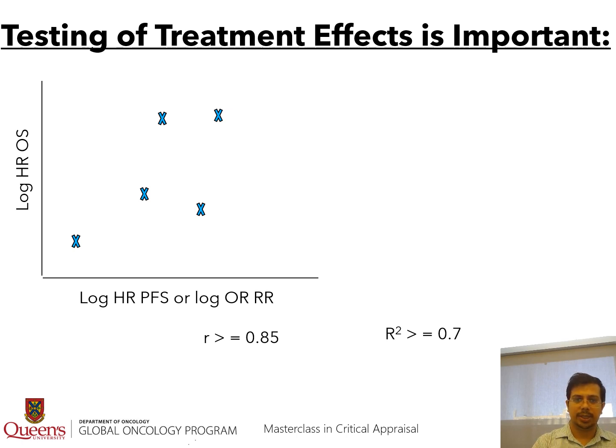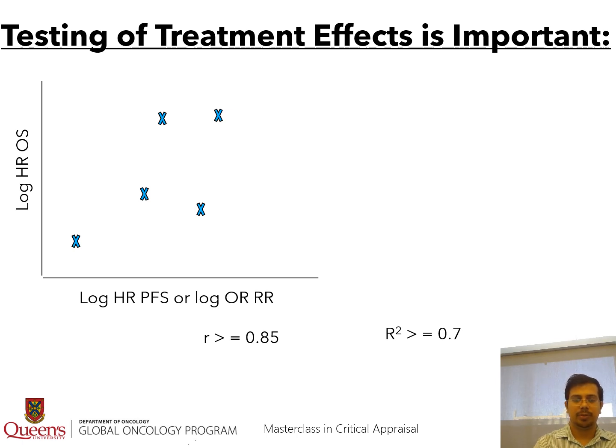So as shown in this graph, log of hazard ratio for OS versus log of hazard ratio for PFS. So the key point is treatment effects must be measured to prove trial level surrogacy. Simply median OS versus median PFS does not prove trial level surrogacy.